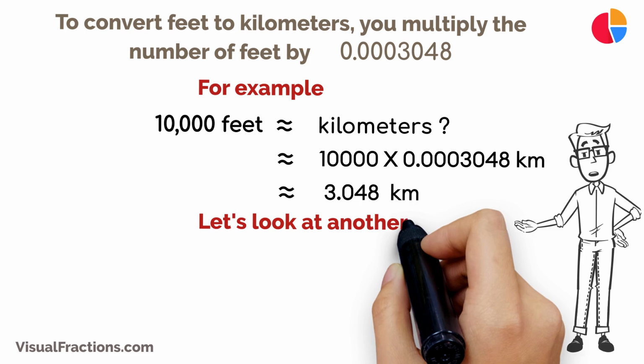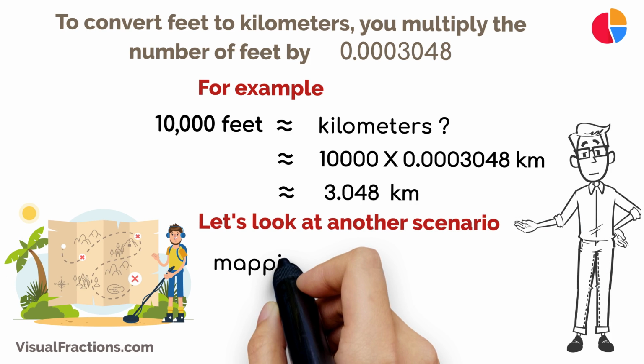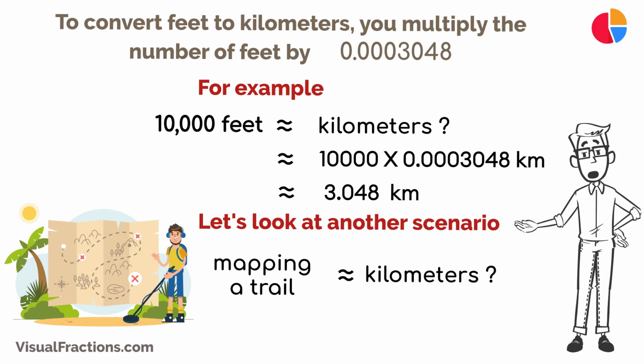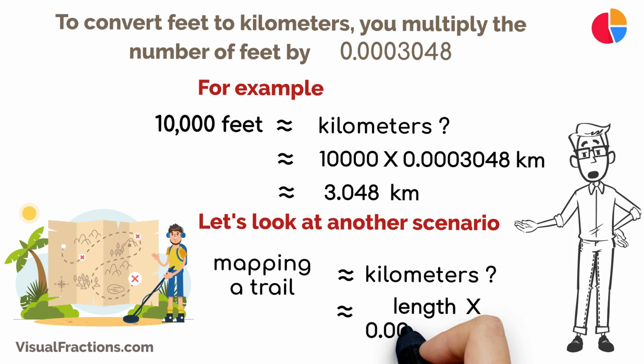Let's look at another scenario. If you're mapping a trail and your measurements are in feet but you need them in kilometers for international reference, it's straightforward. Just multiply the length in feet by 0.0003048 to convert it to kilometers.